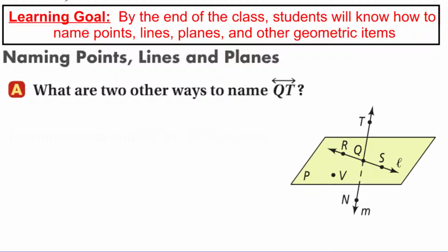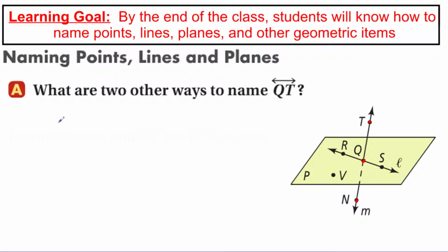Okay, so let's answer their questions really quick about naming points, lines, and planes. So they're talking about this line QT. They picked 2 points on this line, and I know it's a line because I have the double arrows over the top of it. And they want 2 other ways that we can name QT. So here's some other examples. I could pick different points on the same line. So T, Q, and N are all on this line that's poking through the plane. So I could pick any 2 of them.